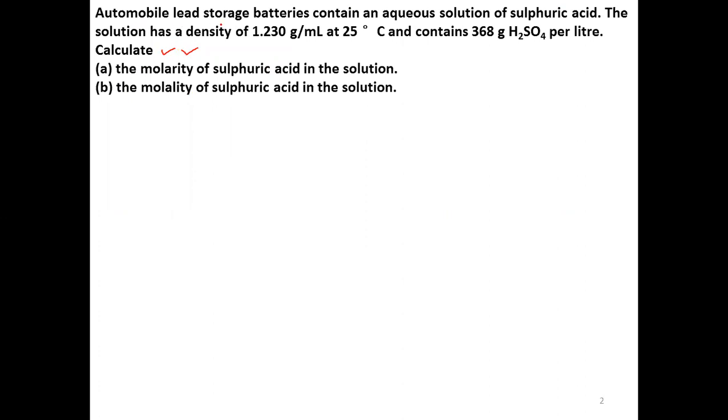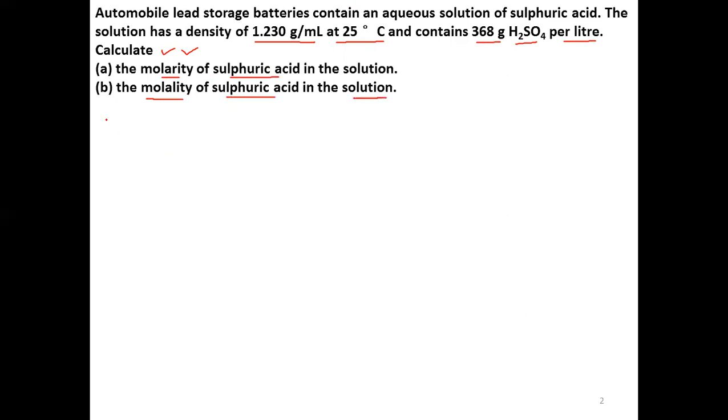Automobile lead storage batteries contain an aqueous solution of sulfuric acid. The solution has a density of 1.230 gram per ml at 25 degrees Celsius and contains 368 gram sulfuric acid per liter of solution. We have to calculate molarity of sulfuric acid in the solution and molality of sulfuric acid in the solution. So first of all, we will see what is given to us.